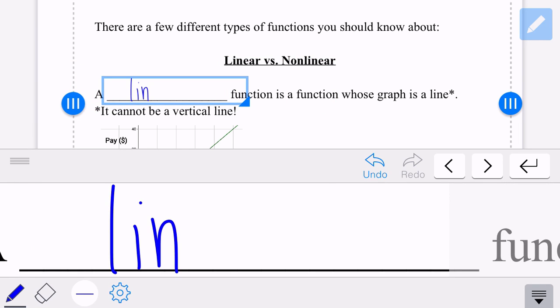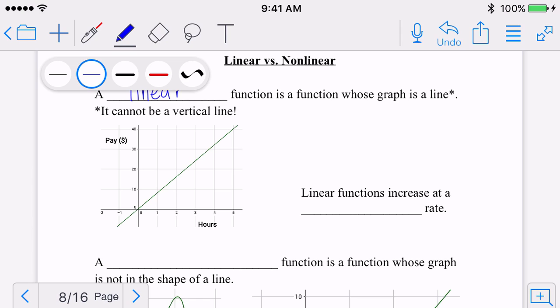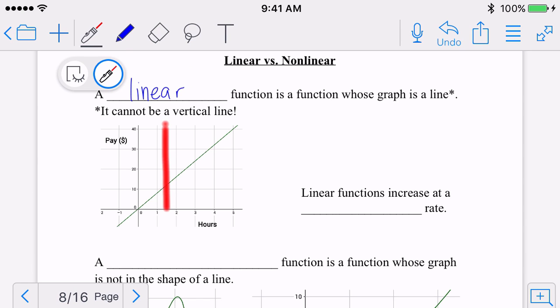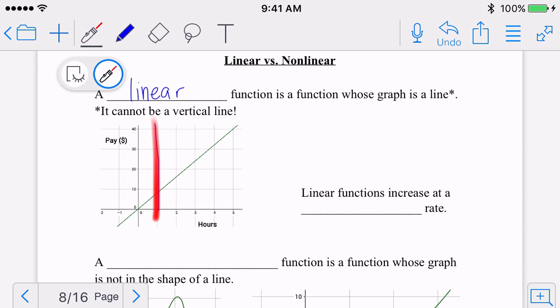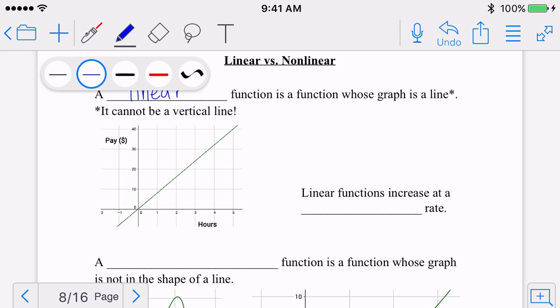So a linear function is a function whose graph is a line, but you need to pay attention. Notice it cannot be a vertical line, okay? Remember, it has to pass the vertical line test. You only want to intersect in one spot. If I drew a function that was a vertical line and drew my vertical line test, I could have a vertical line that would hit it everywhere. It's not good. So no vertical lines for your linear functions. Horizontal lines are okay though.